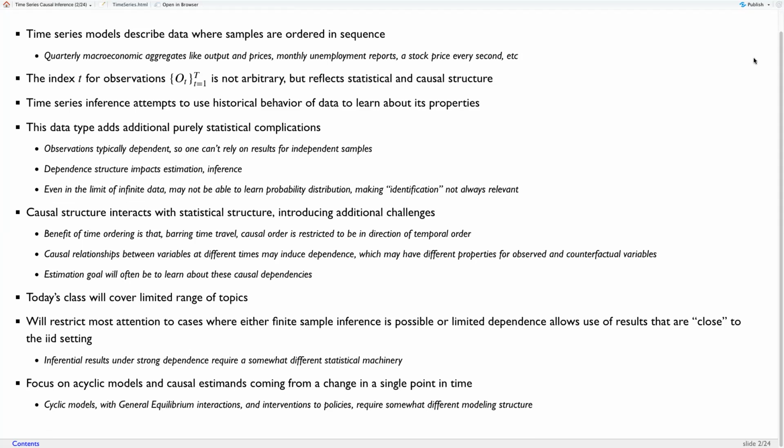So we'll restrict attention to cases where finite sample inference is possible, and so we don't have to worry about some of these asymptotic issues. Or we have some potentially very strong assumptions made about dependence, and I'll talk briefly about what those are, that will allow us to rely on results that are pretty close to the results in the IID setting. And so this is something where it's not guaranteed.